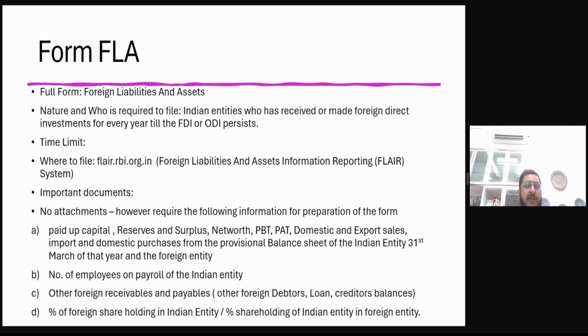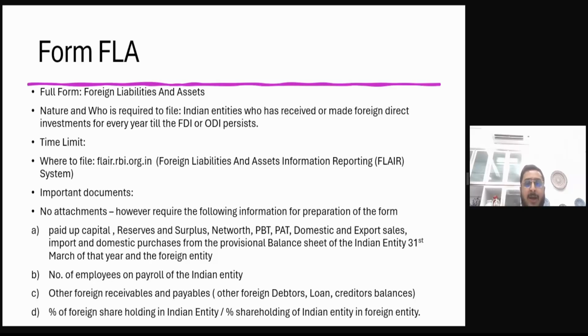Now, this Form FLA is uploaded on a separate portal. It's on the FLAIR portal of the RBI. It's not on the forms portal. It's a separate portal. You have to take a separate registration and file the Form FLA over there. No documents need to be submitted, but information has to be put in. Paid up share capital, reserves and surplus, net worth, PBT, PAT, domestic and export sales. These details have to be given. Number of employees on the payroll of the Indian entity. Basically, this is the foreign asset and liability information.